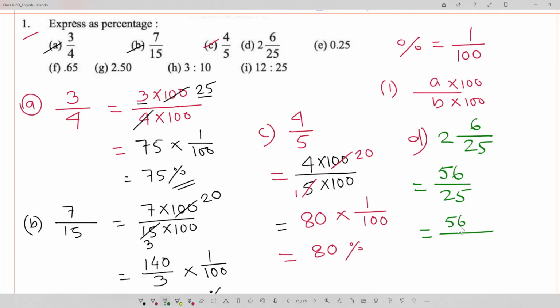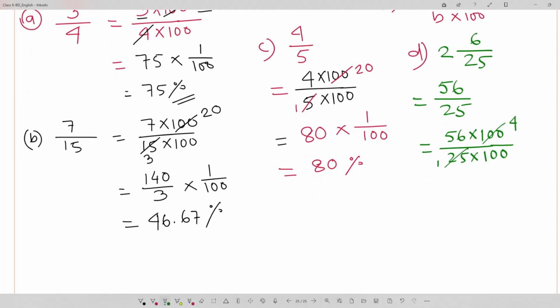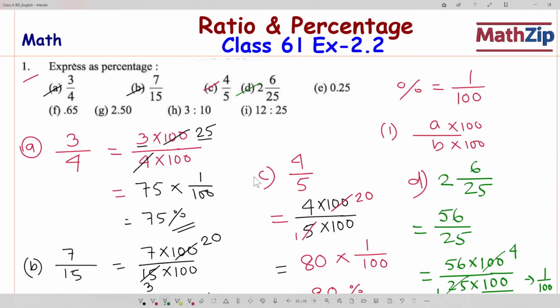So 56 as numerator times 100, and 25 multiplied by 100, right? So 100 divided by 25 is 4. Okay, so 56 times 4 will be 224, and against 1 by 100 it will be percentage, right? This 100, and we can write this one, it's a similar thing of 1 by 100. So number D done.